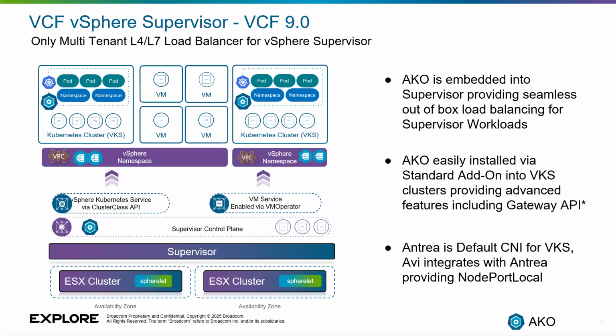A couple of other things. Avi is natively integrating with Antrea, and Antrea is your default CNI for VKS. That means we're providing things like NodePortLocal, which basically means we're able to bypass kube-proxy in many use cases. And that provides you a pretty substantial improvement in throughput, speeds, and feeds as well.